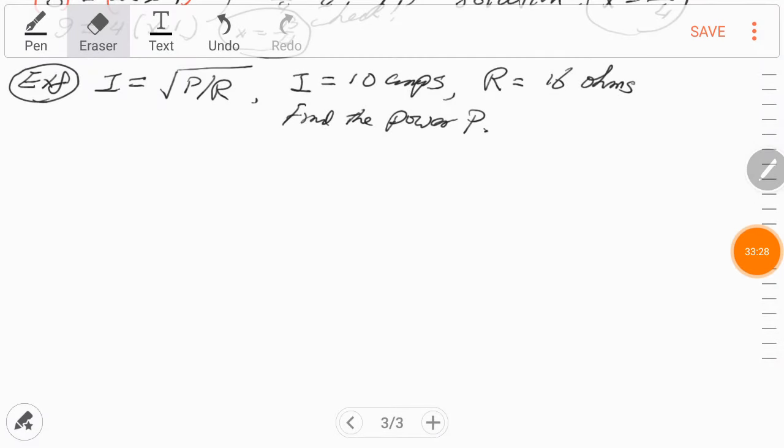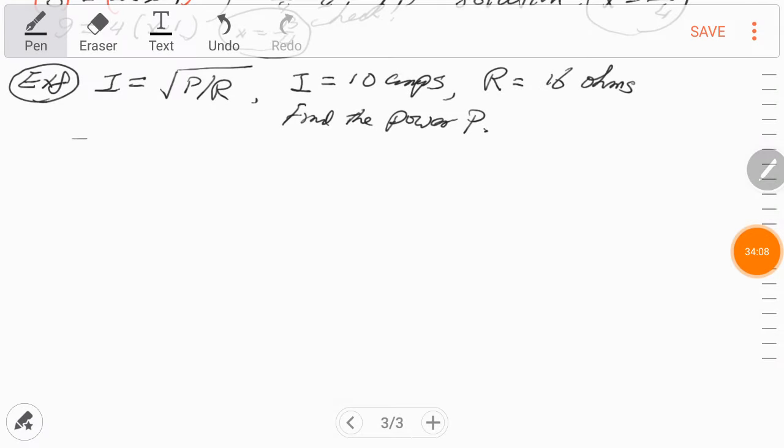Okay, this is our word problem. It is about the amount of power consumed by an electrical appliance, given by these equations. I is the current measured in amps, R is the resistance measured in ohms, and P is the power measured in watts. In this case, we will find the power P. In order to find P, we need to know the values of the other variables, I and R. And I and R are given, so why don't we just plug those values in?